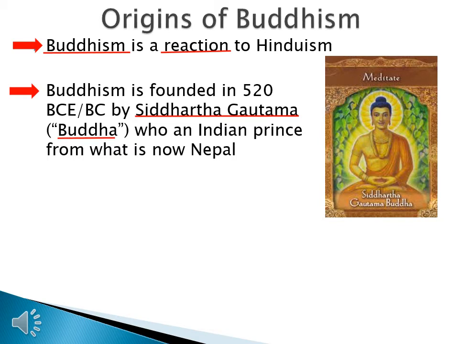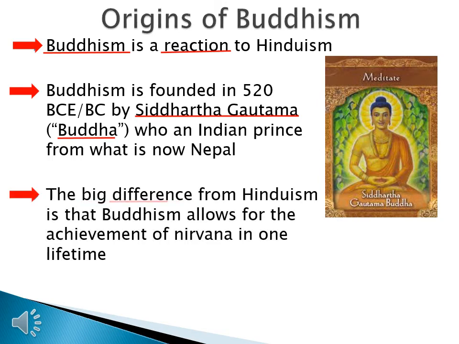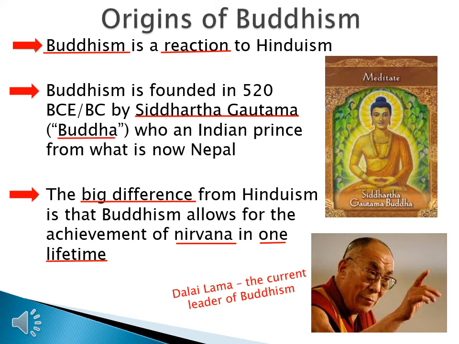He's an Indian prince from what is now Nepal. Nepal is a country that runs along the Himalaya mountains. It's between India and China. The big difference from Hinduism is that Buddhism allows for the achievement of nirvana in one lifetime. Buddhism is still an active religion today, and the Dalai Lama is the current leader of Buddhism. Go to the next slide.